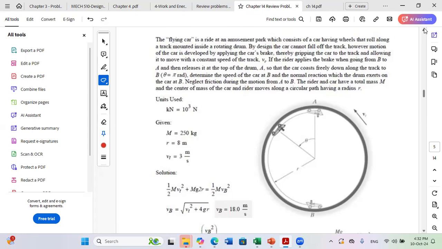If the rider applies the brake when going from B to A and then releases it at the top of the drum so that the car coasts freely down along the track to theta equal pi, determine the speed of the car at B and the normal reaction which the drum exerts on the car at B. Neglect friction during the motion from A to B, and the rider and car have a total mass m, and the center of mass of the car and rider moves along a circular path having a radius r.